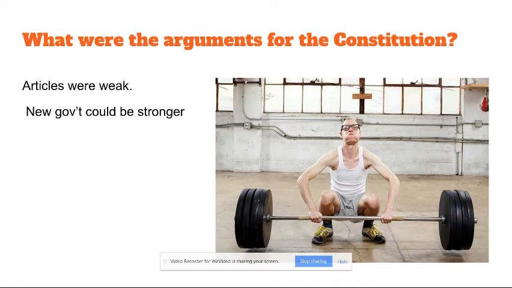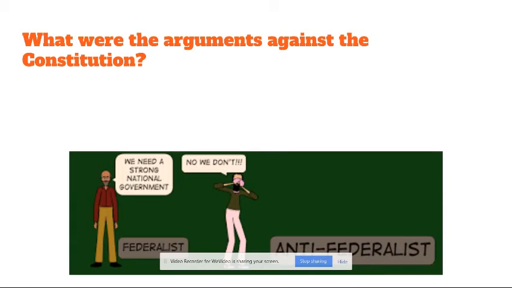So what were the arguments for the Constitution? The Federalists claimed that the Articles of Confederation were weak, and therefore the new Constitution provided a better and stronger central government. The Anti-Federalists, on the other hand, argued against the Constitution. So what were the arguments against the Constitution?